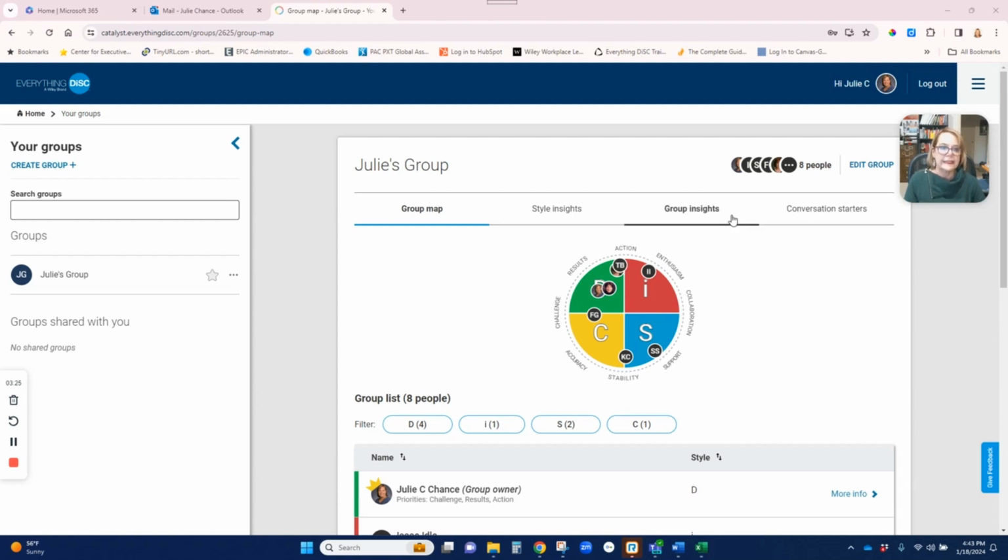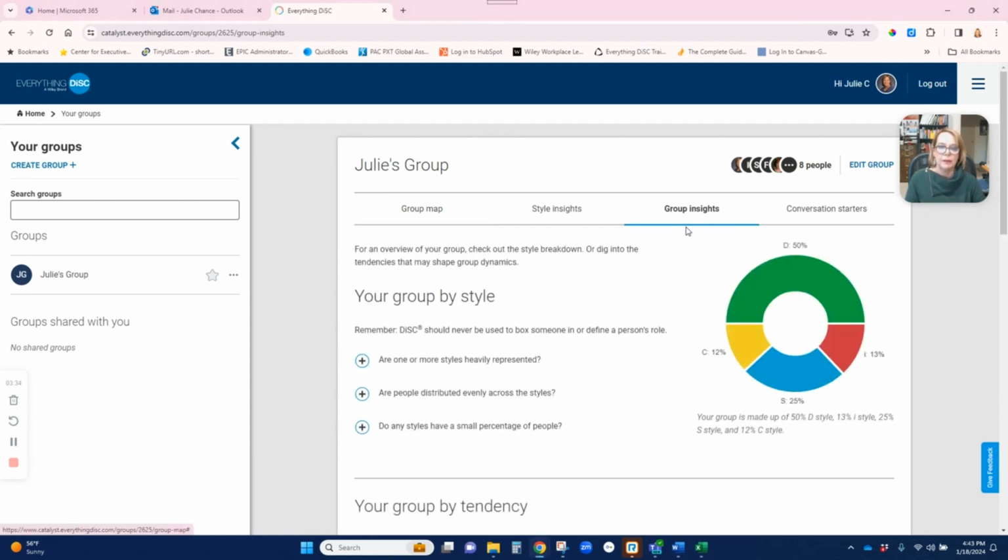So we're going to take a look today at the Group Insights function. We'll take a look at some of the other aspects of this in future videos. We're going to look at the Group Insights function. And in this area, you can see your group by style. So it will show the percentage of people in each of the four main DiSC styles. And you can take a look and see which one of these applies most to your group, one or two. Are there one or more styles heavily represented? Are people distributed evenly across the styles? Or do any styles have a small percentage of people? And you can see for this group, the first one and the third one apply.